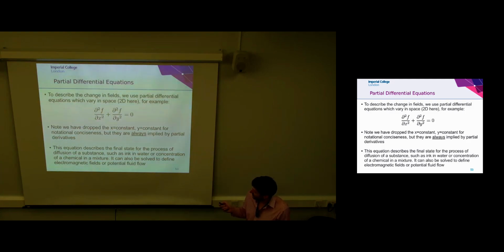One note on the notation here is that we've dropped the x equals constant and y equals constant from partial derivatives, but they're always there. So when you see a partial derivative, it means that everything else but what you're differentiating with respect to is held constant in that case.